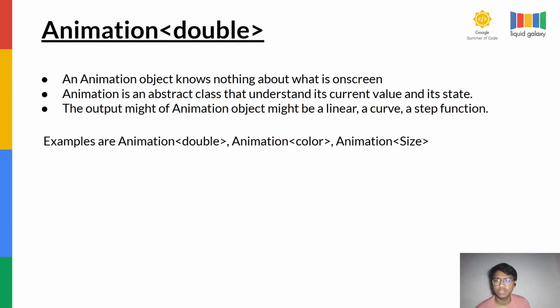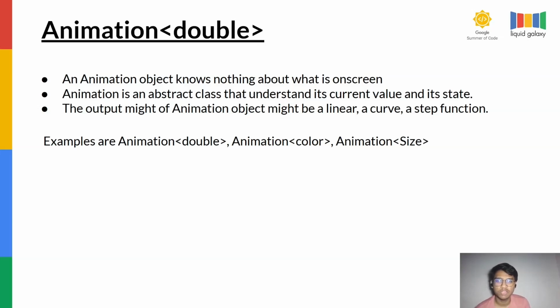The first one is animation. An animation object knows nothing about what is on screen, so we have to give it a clue about what we want to animate. Animation is an abstract class that understands its current value and its state. For example, an animation of type double tells us there is a double that will be animated, increasing from 0 to 1. It could be a color animation, where the color changes from white to yellow or white to blue, or a size animation, where the size goes from 16 pixels to 64 pixels.